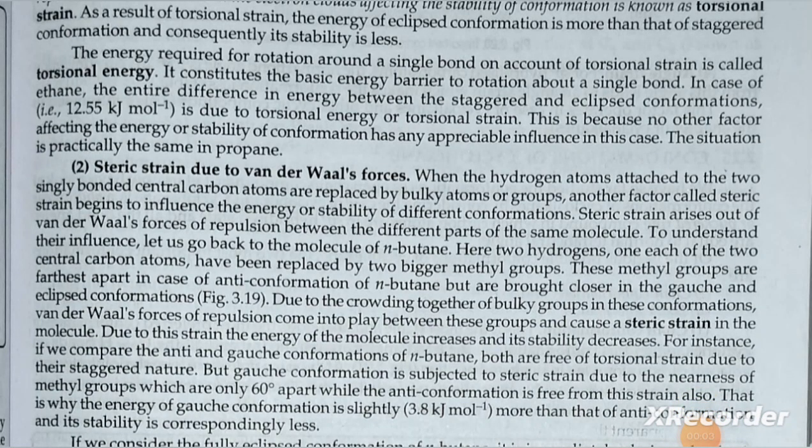The energy required for rotation around a single bond on account of torsional strain is called torsional energy. It constitutes the basic energy barrier to rotation about a single bond. In case of ethane, the entire difference in energy between the staggered and eclipsed conformations, that is 12.55 kJ/mol, is due to torsional energy or torsional strain. This is because no other factor affecting the energy or stability of conformation has any appreciable influence in this case. The situation is practically the same in propane.